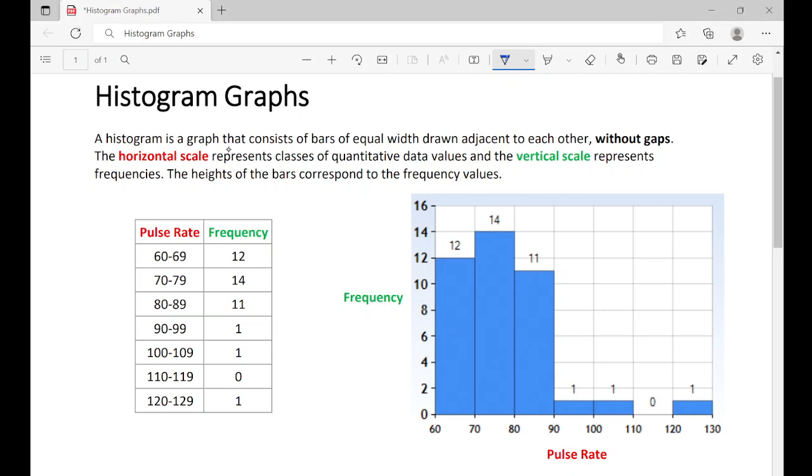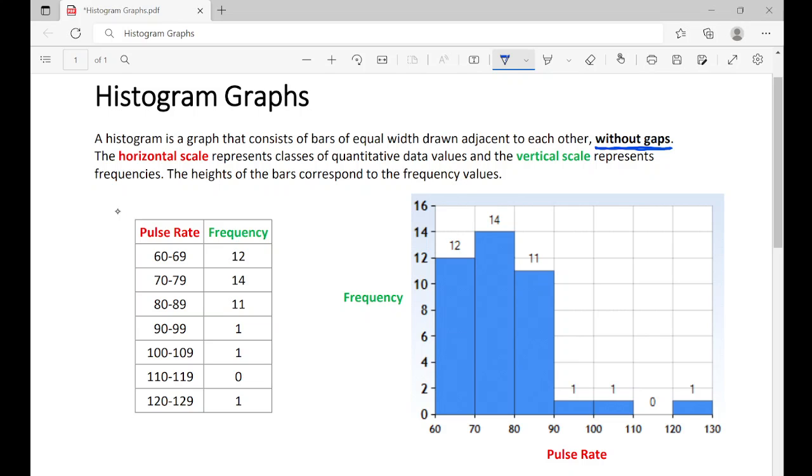A histogram is a graph that consists of bars of equal width drawn adjacent to each other without gaps. That is the biggest thing that makes it a histogram. It cannot have gaps in between each bar unless the class itself has a zero frequency. The horizontal scale represents the classes of quantitative data values, and the vertical scale represents the frequencies. The height of the bars corresponds to the frequency values.